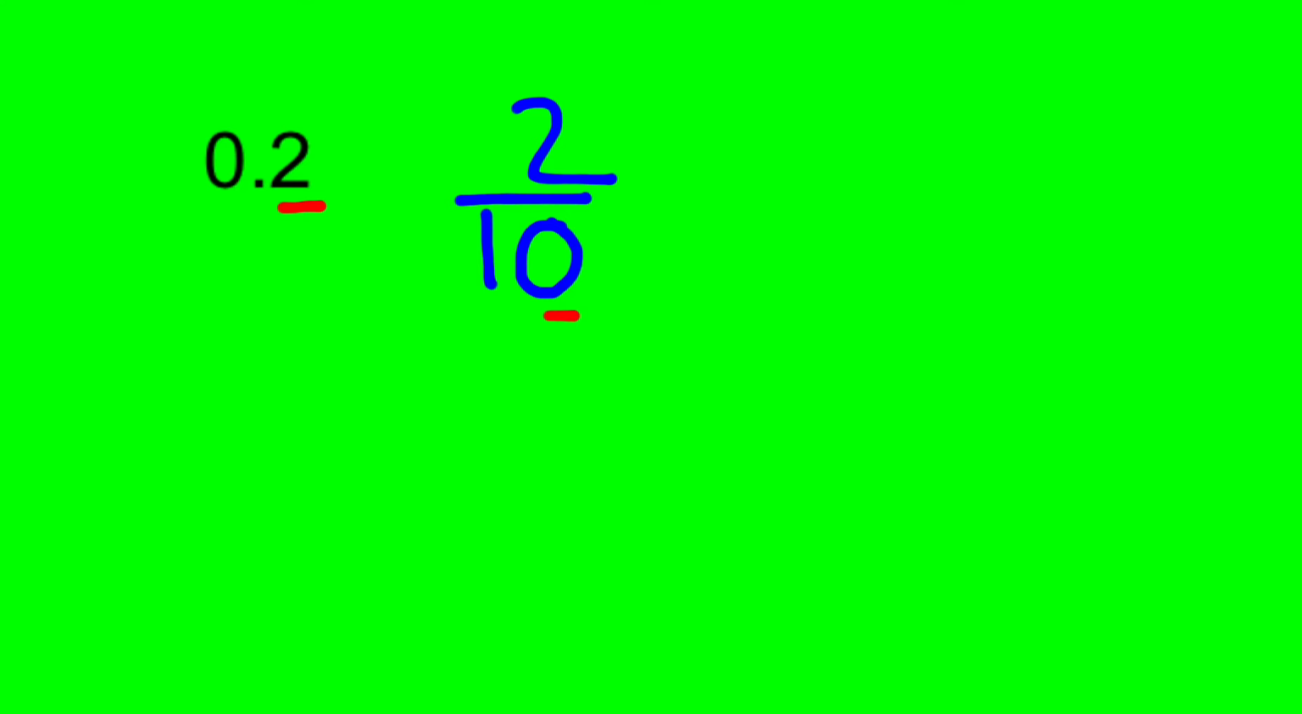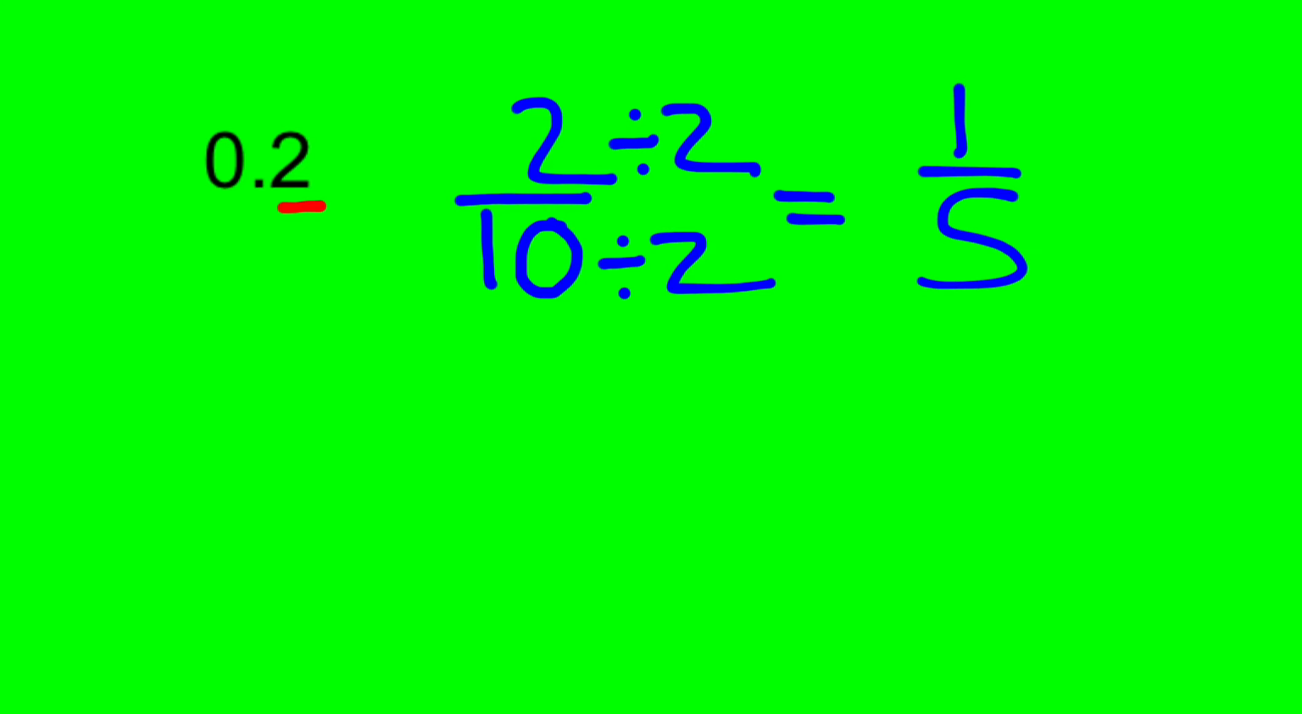Now, the goal is to try to make as simple a fraction as I could make. And I do that by finding the largest number that will divide into the top and the bottom. In this case, that number is 2. Divide by 2, divide by 2, and I get, in simplest form, that fraction is 1/5.